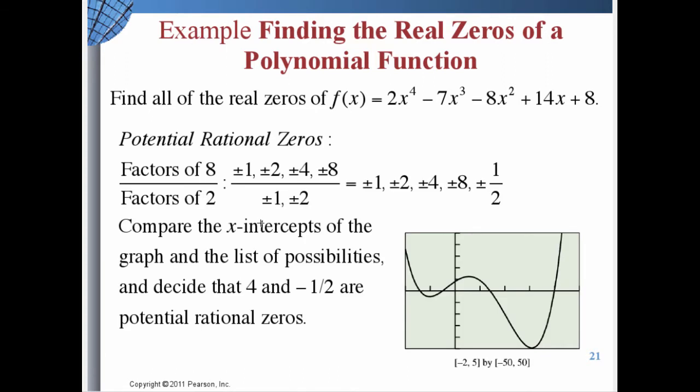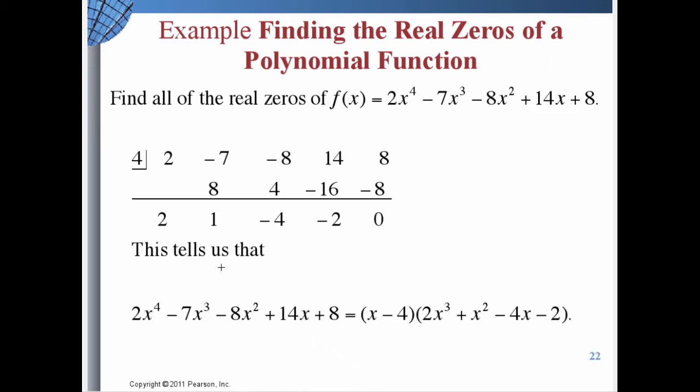So our potential rational zeros using the rational zero theorem are all of these here. Compare the x-intercepts of the graph and the list of possibilities. So what we're going to do again is list our possibilities, use our technology to generate the graph, and then compare these two to see which in fact are potential rational zeros. So based on the graph and the list, we have 2, 4 and -1/2.